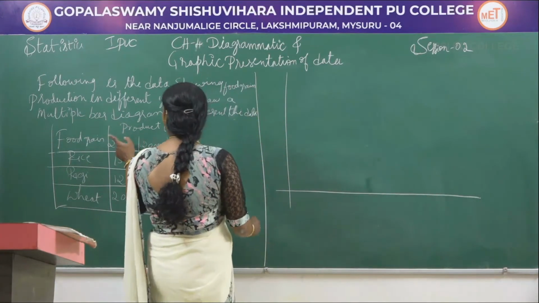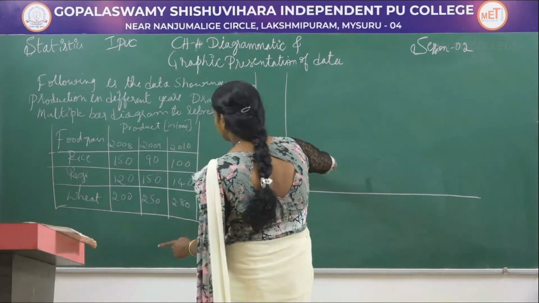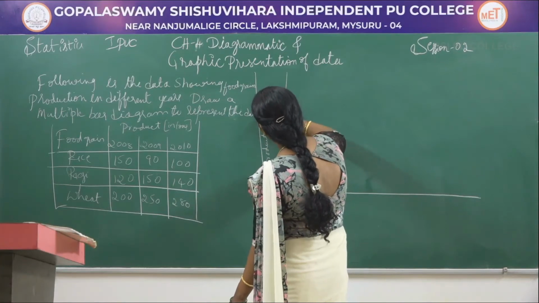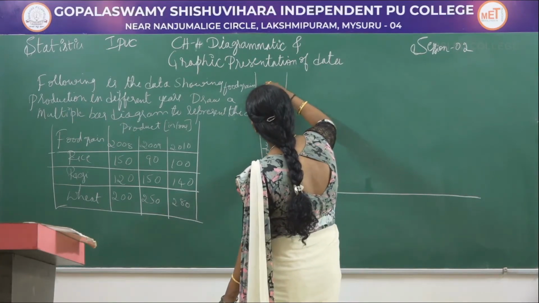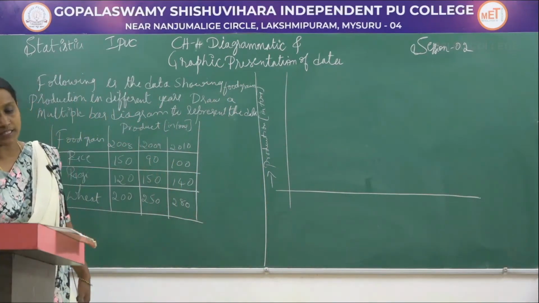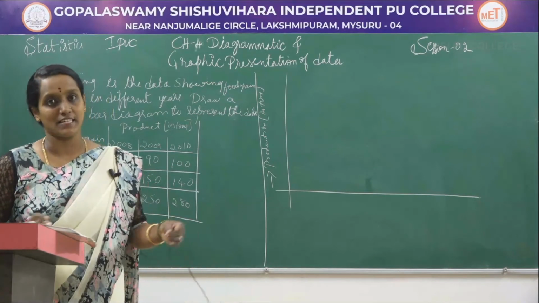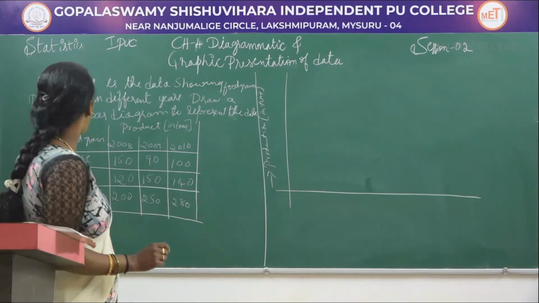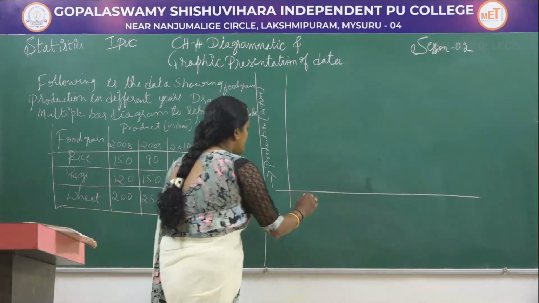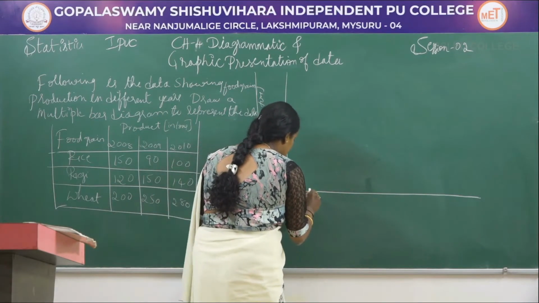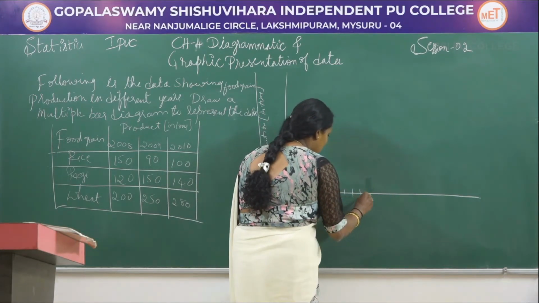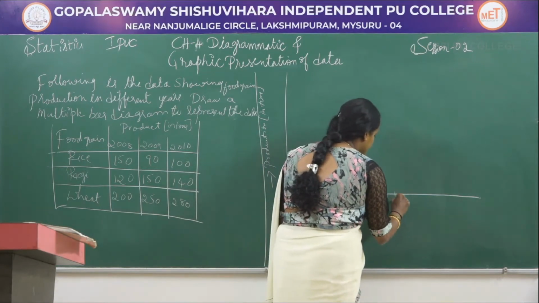Okay, this is again production, which should come on the y axis, production in tons, and on the x axis it should be food grains years. And here for 2008, first I will bifurcate this with 1 centimeter. After that I will divide, and after that I will draw the graph.